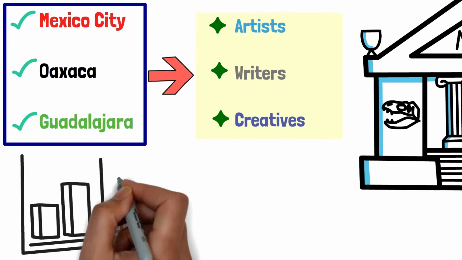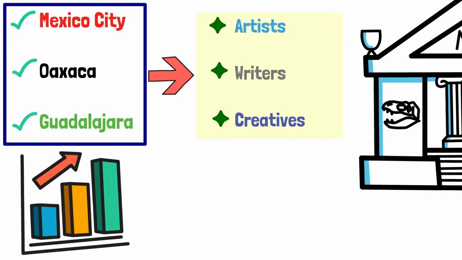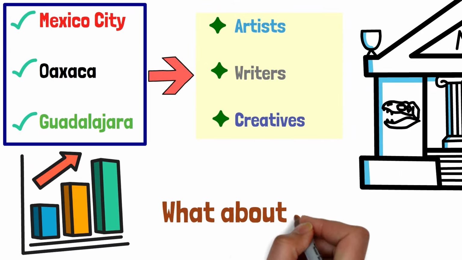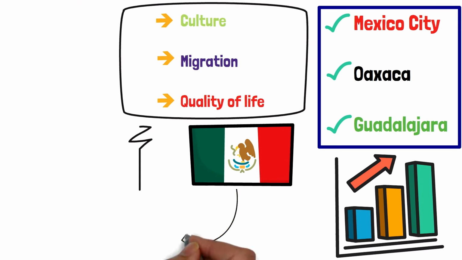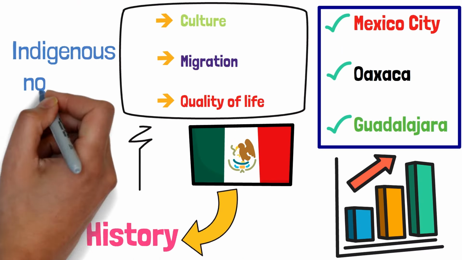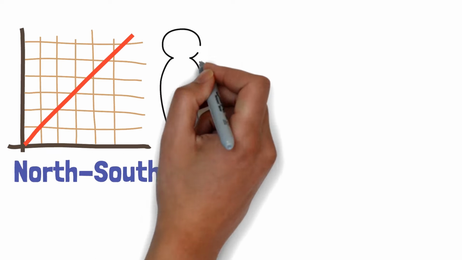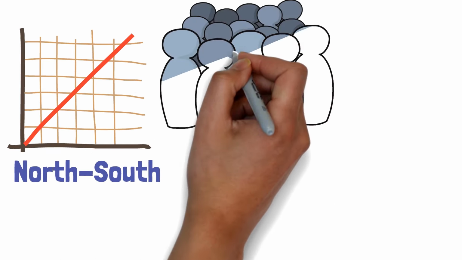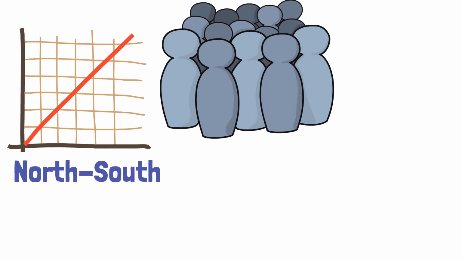The allure of these cultural centers has naturally led to higher population densities. But what about migration? Well, throughout Mexico's history, we've witnessed fascinating migration patterns. From the indigenous people's nomadic lifestyles to modern-day migrations, it's a chronicle of anecdotes. Factors like job opportunities, better living conditions, and the desire to be part of the vibrant culture have driven people to urban areas. The north-south migration trend, in particular, has influenced population distribution significantly.